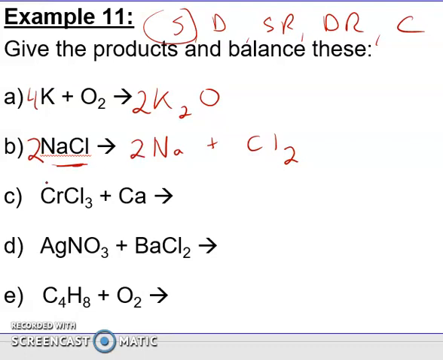That doubles my sodiums, and that's a 2. The balancing portion of this will be not too difficult most of the time. That's our decomposition reaction. Next is our single replacement reaction.